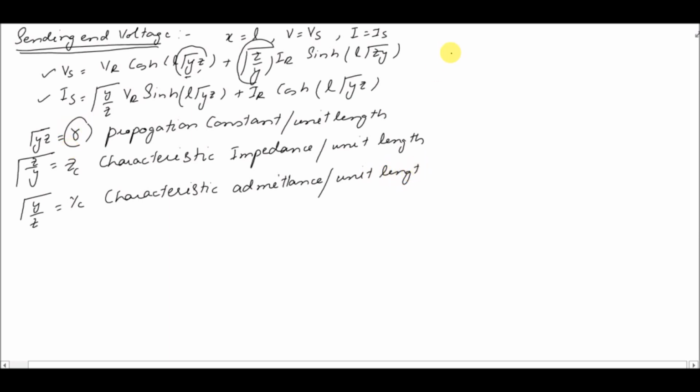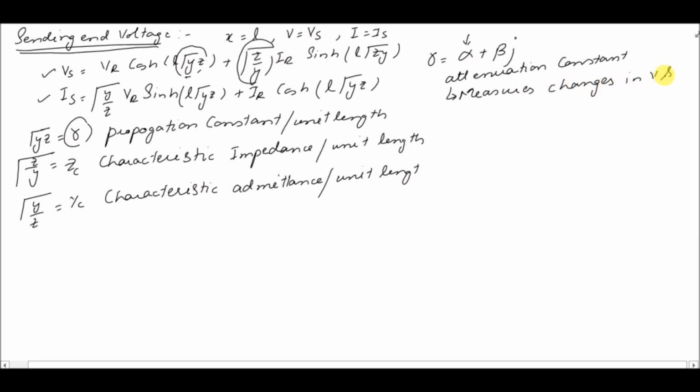This propagation constant gamma consists of two parts, alpha and beta. Alpha is known as the attenuation constant, and it actually measures the changes in voltage and current per unit length. And the unit of alpha is Nepers per unit length.